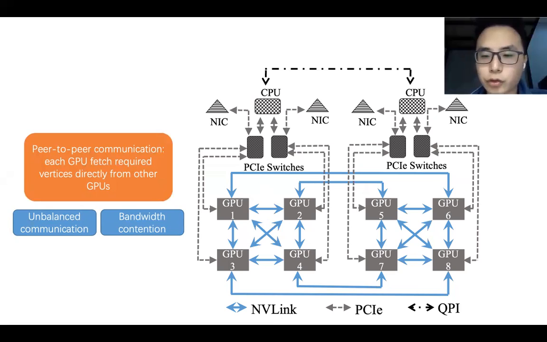What's more, different GPU connections may contend for the same link during the communication. For example, when GPU 1, 3, and 4 send data to GPU 5, they all need to go through the QPI links, which means they will contend for the QPI bandwidth.